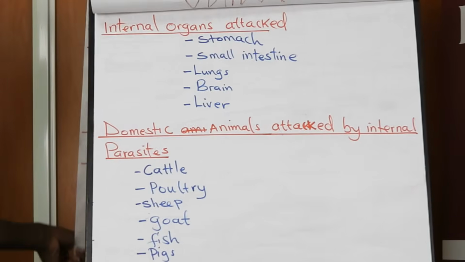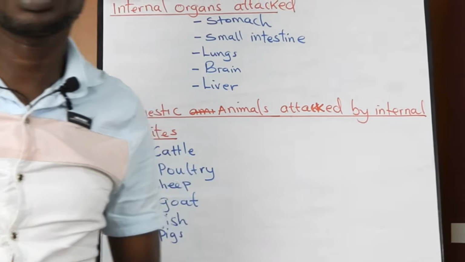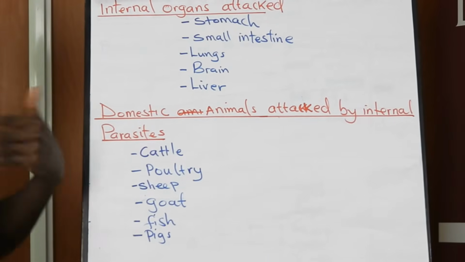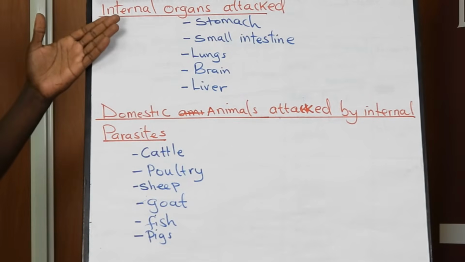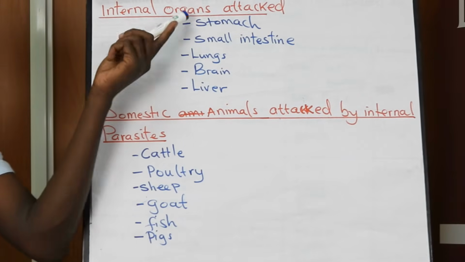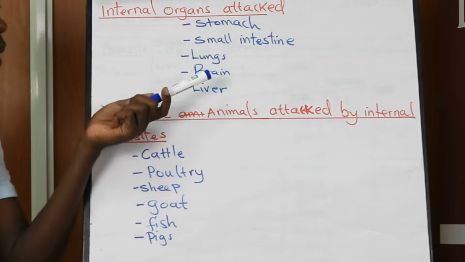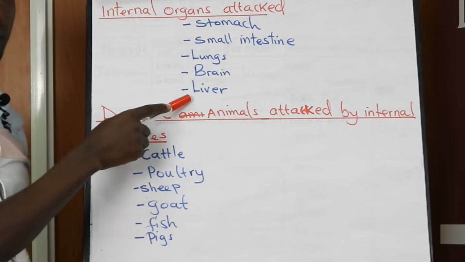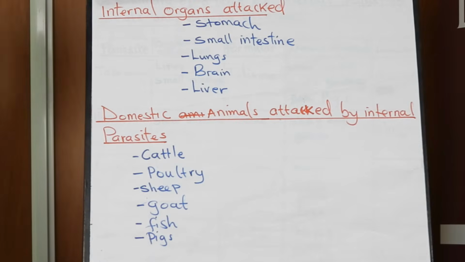As we continue, we need to know the parts or the internal organs attacked by these internal parasites. Inside the animal, these are the organs attacked by the internal parasites: the stomach, the small intestine, the lungs, the brain, and the liver.